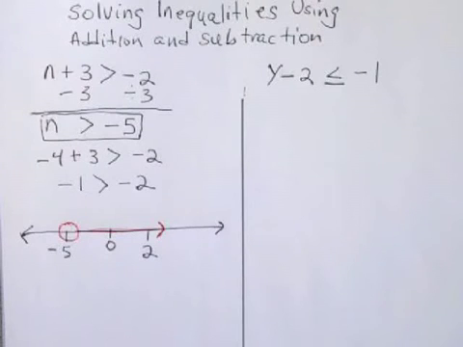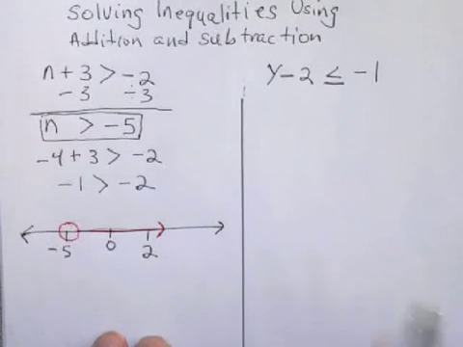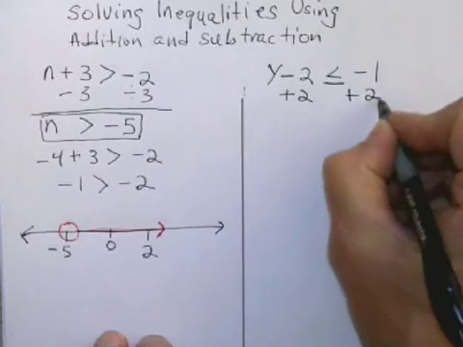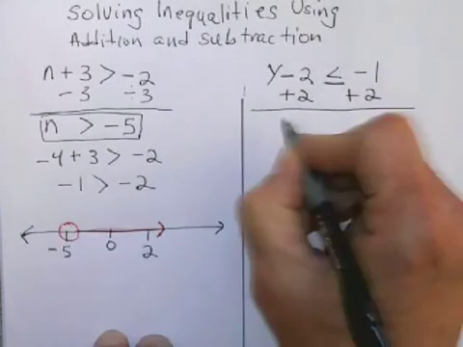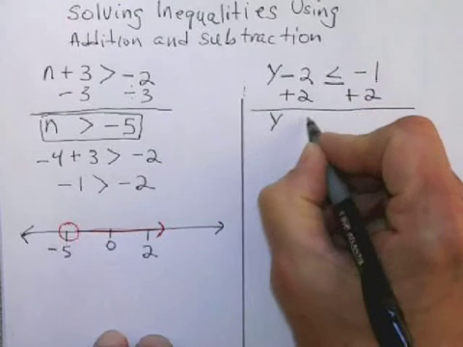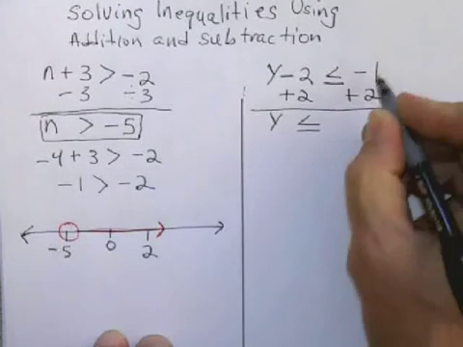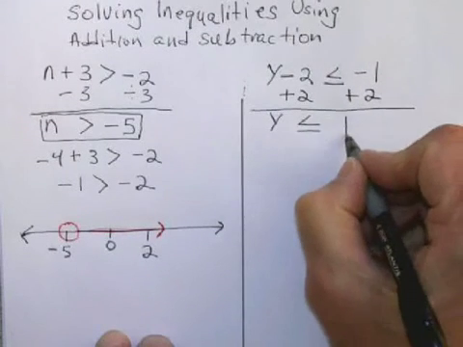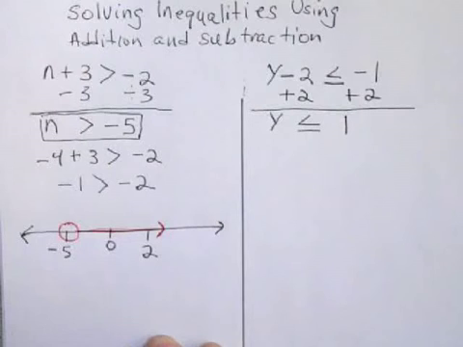All right, let's do the inequality on the right here, using addition to solve it. y minus 2 is less than or equal to negative 1. I'm going to have to add 2 to both sides to get y alone. And we get y by itself, bringing down our symbol, less than or equal to, negative 1 plus 2, which would, of course, be 1. So our solution set is all numbers less than or equal to 1. And we can prove this.